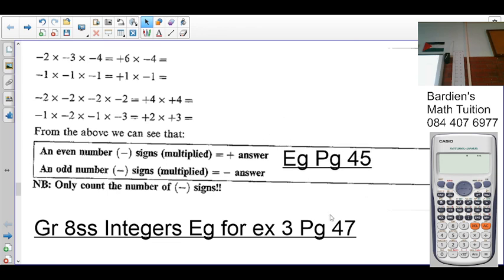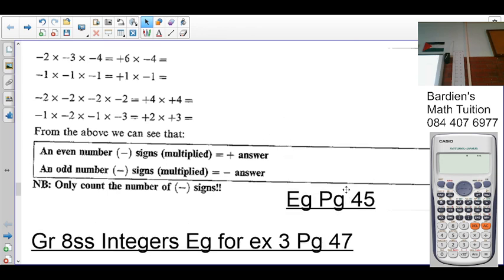Remember the rule we spoke about yesterday. Who can remind us of the rule? Yes, Michael. If there's an odd amount of negatives being multiplied, the answer will be negative. If it's even, the answer will be positive.